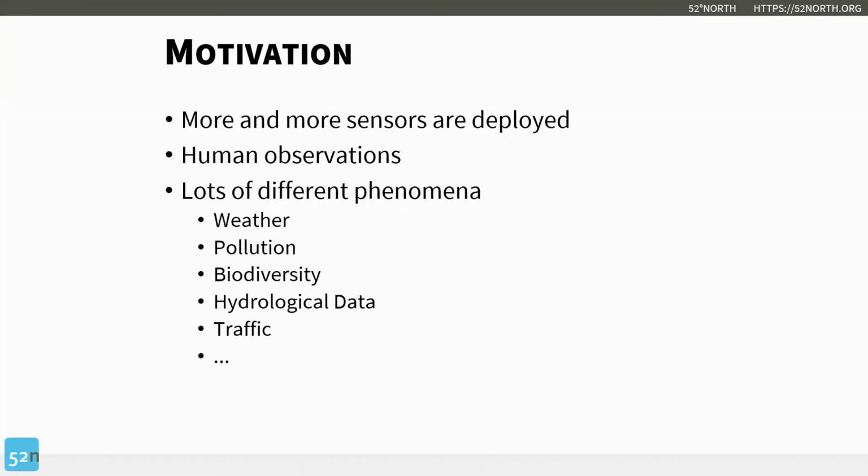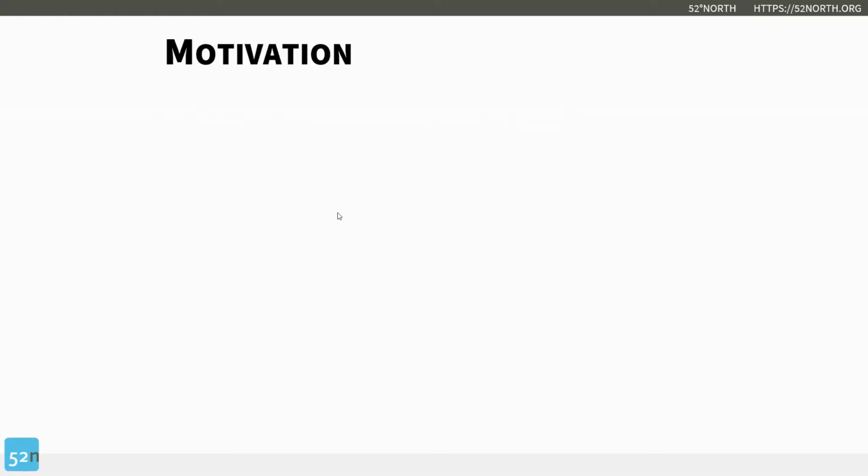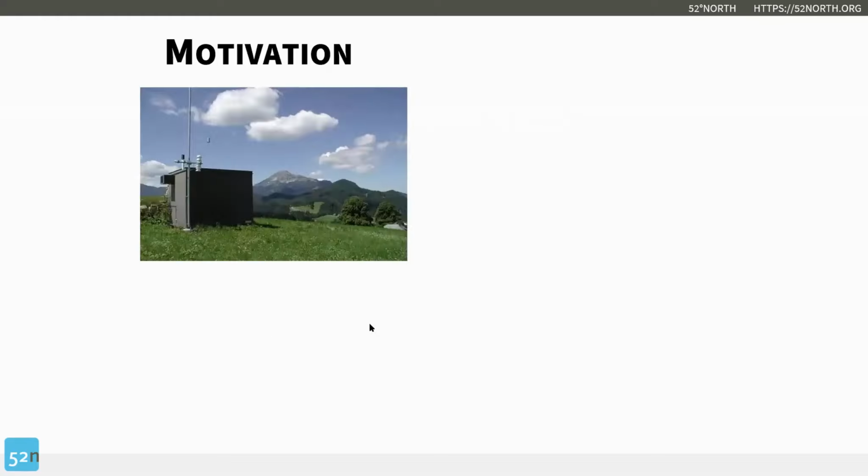So you see that in many different domains, in environmental sciences, in hydrology, traffic management. There are more and more sensors being deployed, and also more types of sensor data becoming available. It's about lots of different types of data, lots of different sensors which are becoming available. So that could be air quality sensors, weather stations, etc.